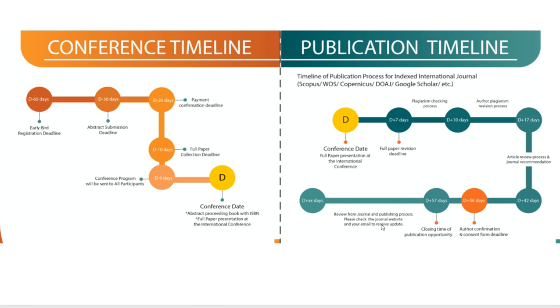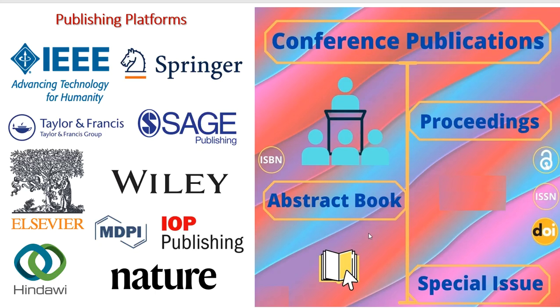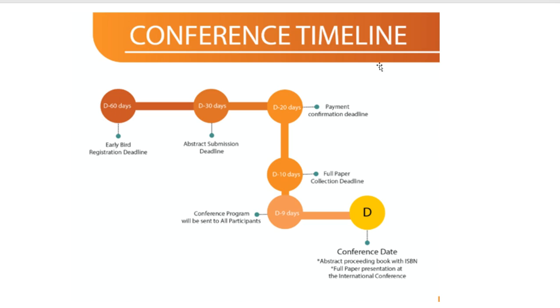publication. Finally, the second review process is completed, and only then does the publication come online. This is the general publication timeline. Now we are going to the conference timeline. You know that from the initial submission day until the publication day, this is the flow of conference publication, the conference organizing and publication flow.